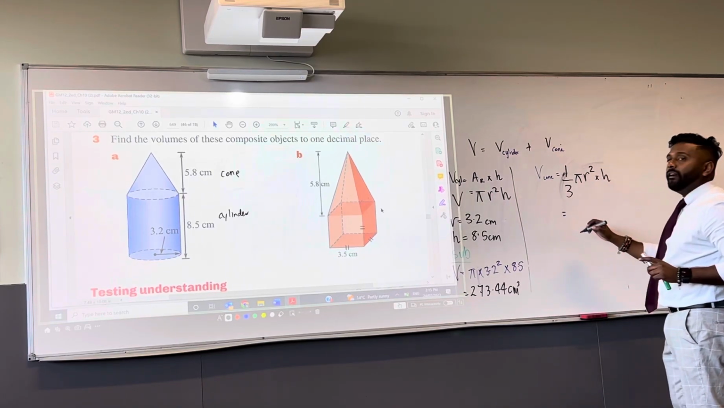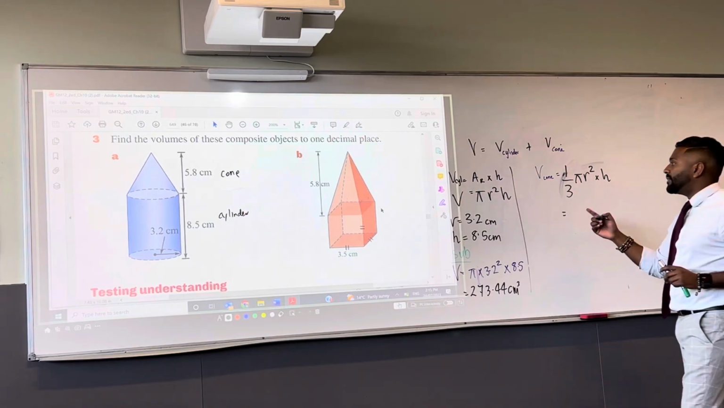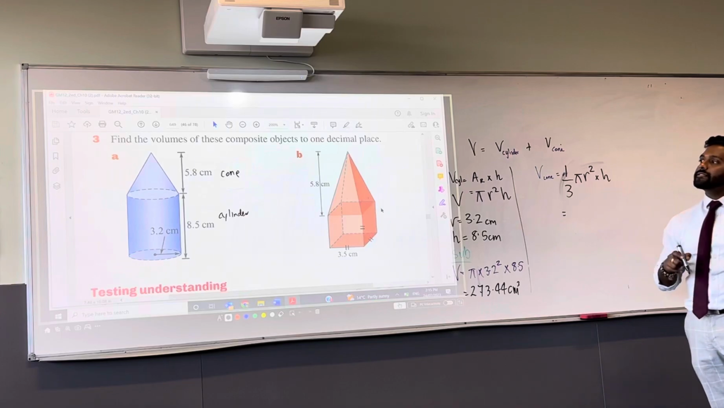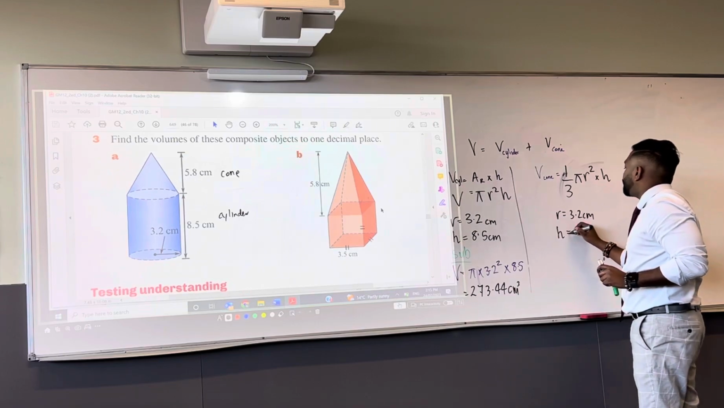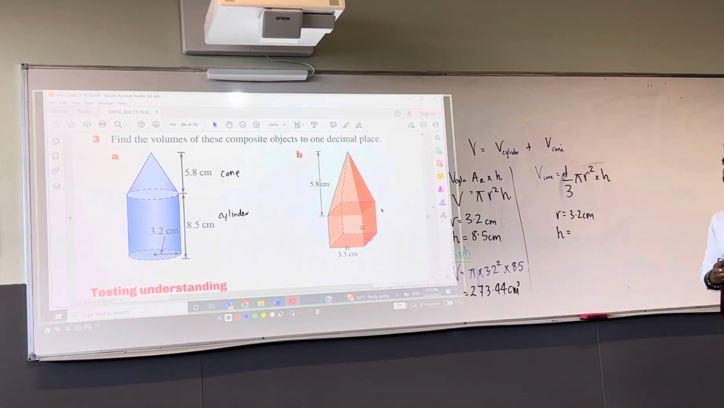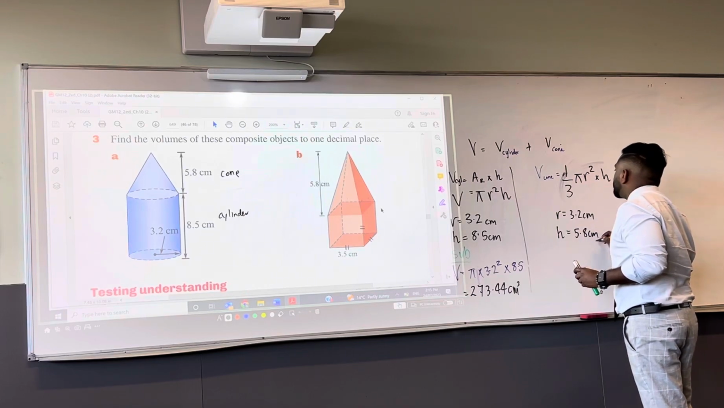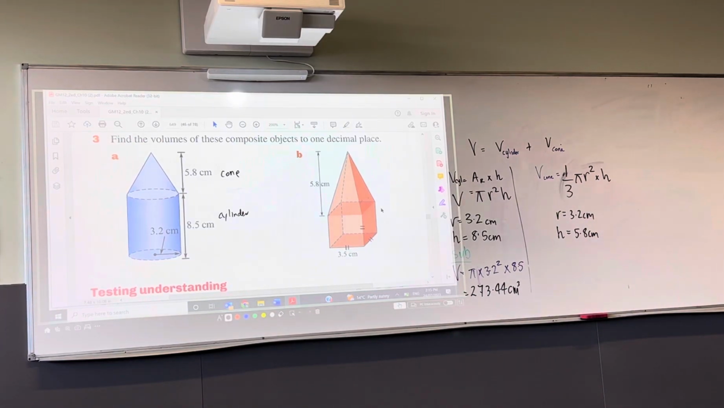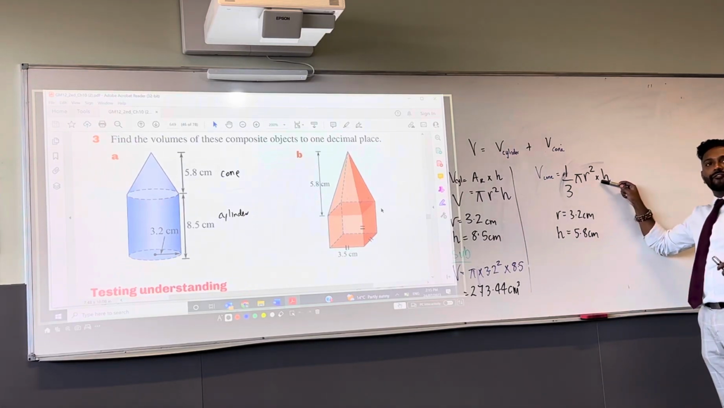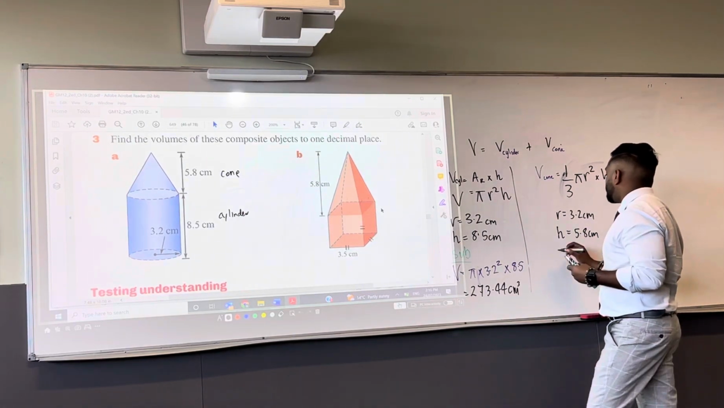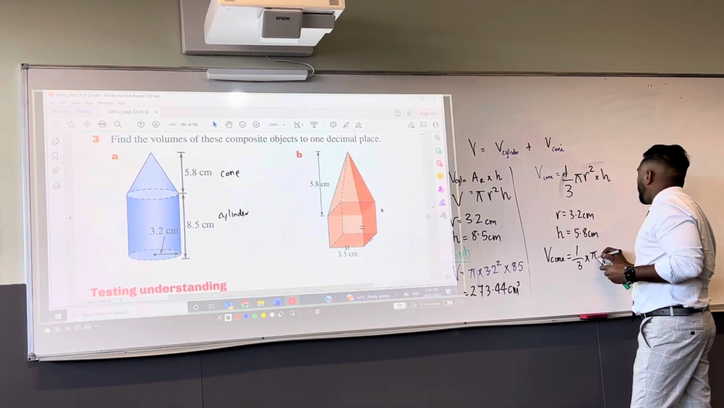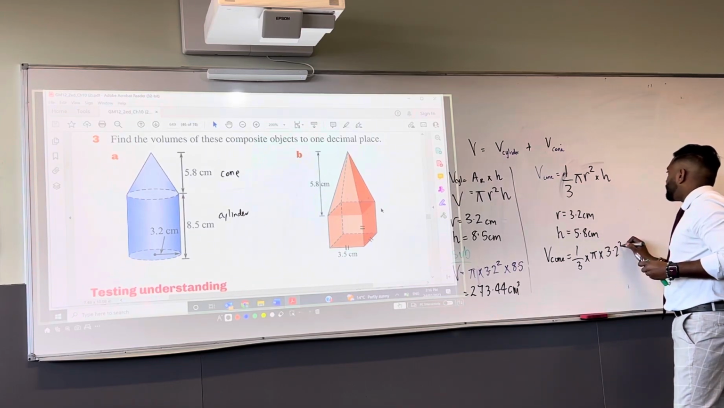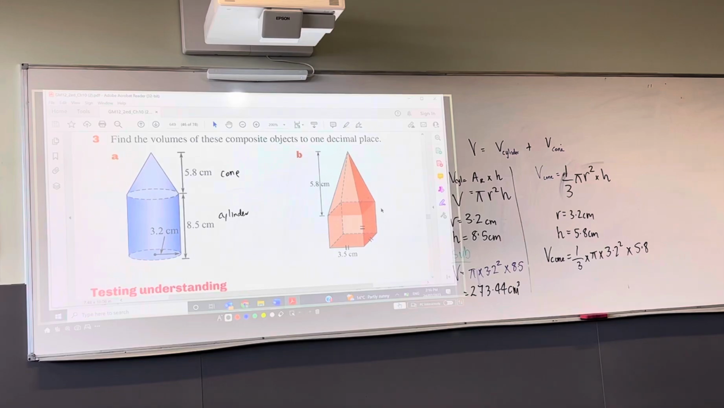Okay, cool. Now, we have to write down what we know. Anirudh, what do we know from this question? What's the radius for this cone? 3.2 centimeters. What's our height for this cone? 5.8 centimeters. Now we've got the information we know. We've got our formula. What's the next step? Substitution. So the volume of the cone is equal to 1/3 times pi times r squared, which is 3.2 squared, times by the height. What's our final answer going to be for the volume of the cone?